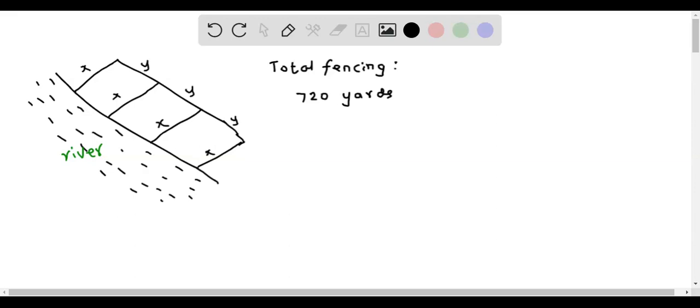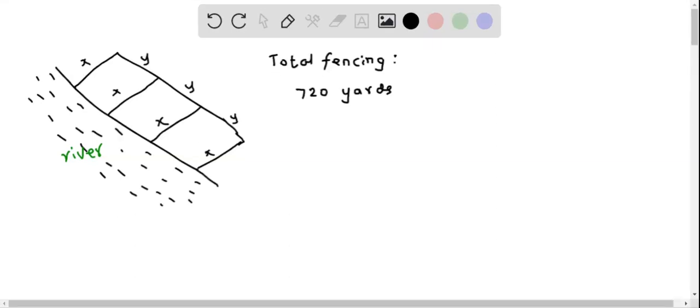Okay, so in this diagram, let x represent the side which is perpendicular to the river, and y represent the side of one of the enclosures which is parallel to the river. And the total fencing available is 720 yards. So I'm going to write down the fencing equation.